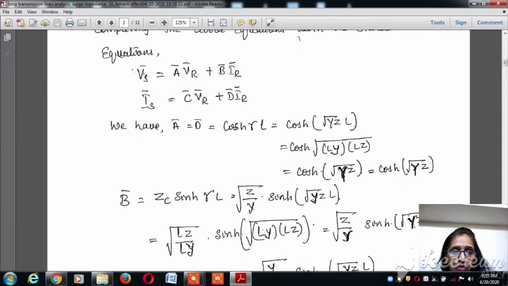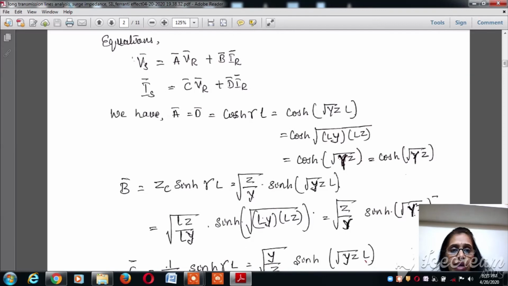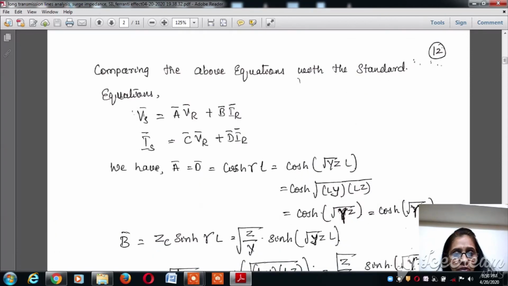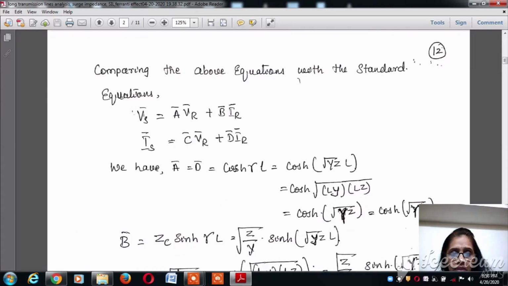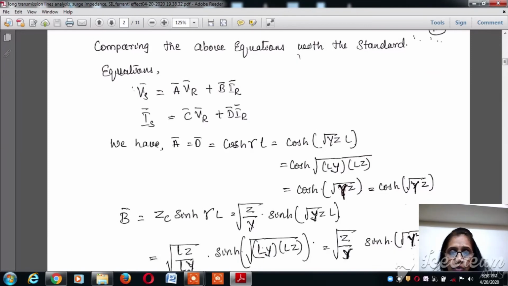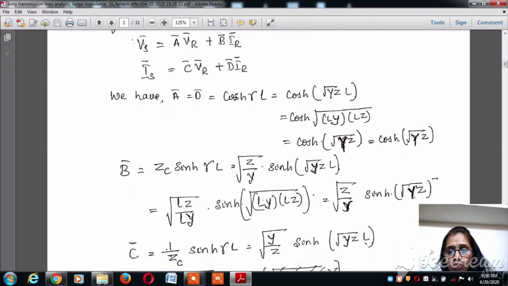Now comparing the above equations with the standard equations, we have A equal to D equal to cosh(γL). Vs is equal to cosh(γL) into Vr. So A is nothing but cosh(γL), which is cosh of γ, the propagation constant, which is root of YZ, multiplied by L. L is the length per kilometer. So cosh of root of LY into LZ. Simplifying the equation, we get cosh of square root of YZ.